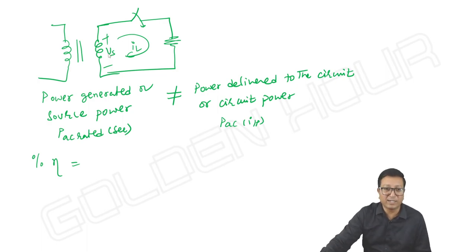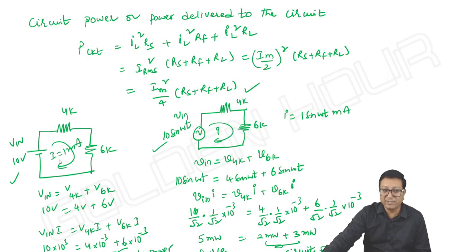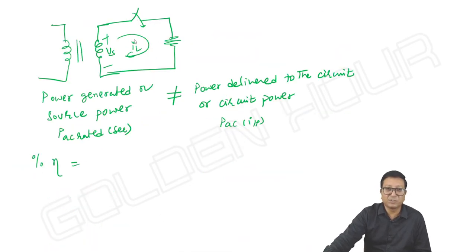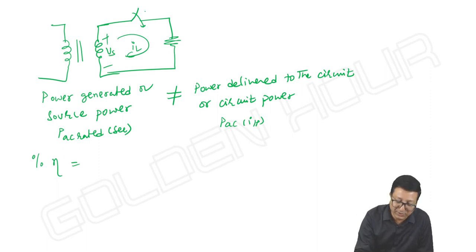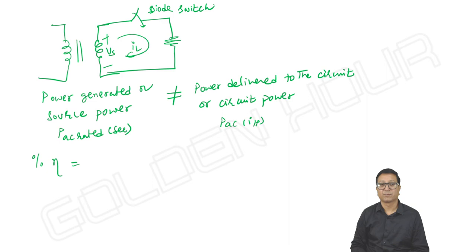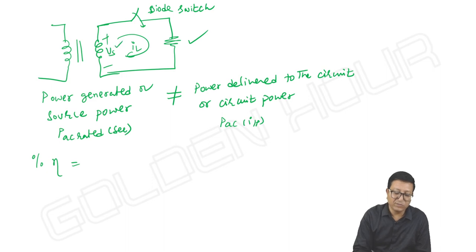In any regular network, whether you give AC input or DC input, always the source power is equal to circuit power, or the power generated is equal to power absorbed. But in this case, it is not so, due to the switching of the diode. It is diode switching.